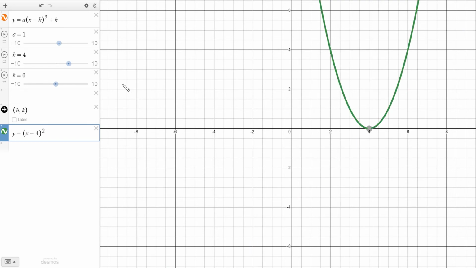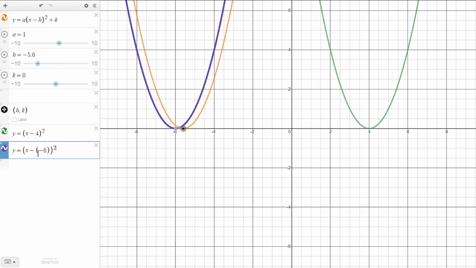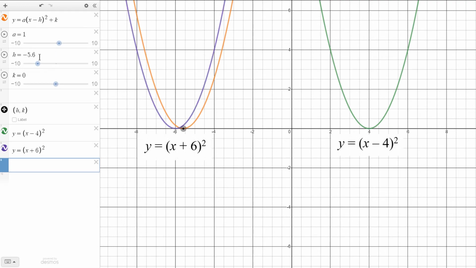And you can see I'm right on top of my other parabola here. I'll bring the orange one back down to the left. And if I have over here h equaling -6, let's say, so I'll write that down. y equals x minus -6. Well, what does minus and minus, or negative and negative, do? It turns it into a plus. So this is like saying x plus 6. And I get my parabola over there on the left.